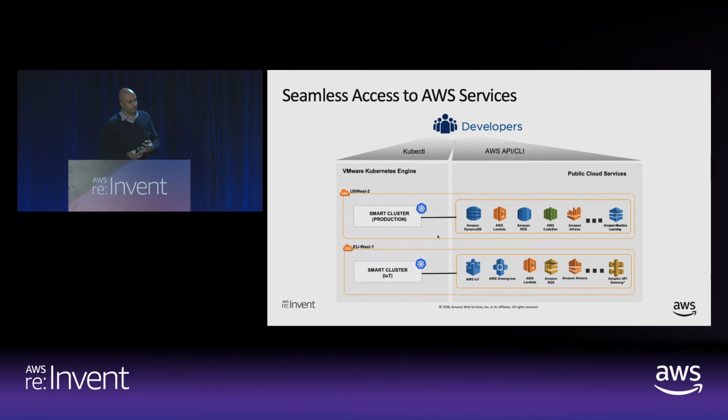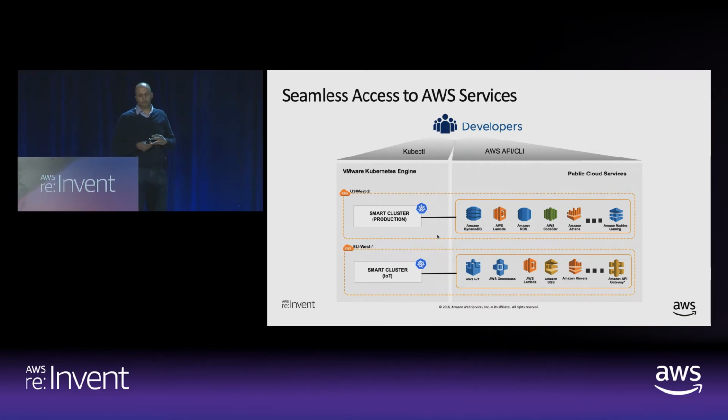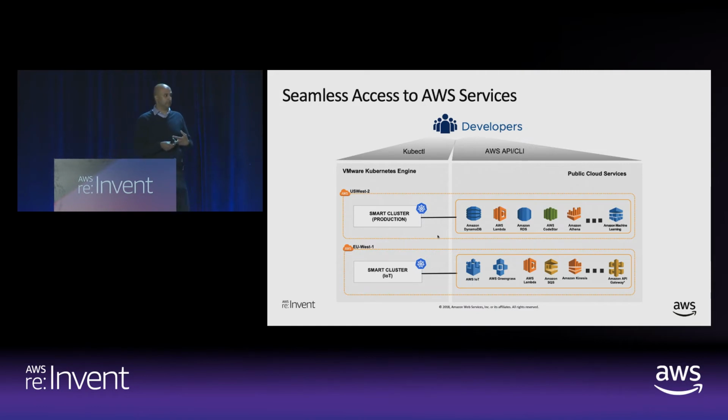Now, it also gives you seamless access to Amazon services. What that means is, let's say I go deploy that 3-tiered app that I talked about a little earlier, with an API server, a web server, and then a MySQL component. Well, suppose I wanted to replace that MySQL component with RDS. I can do that very easily.